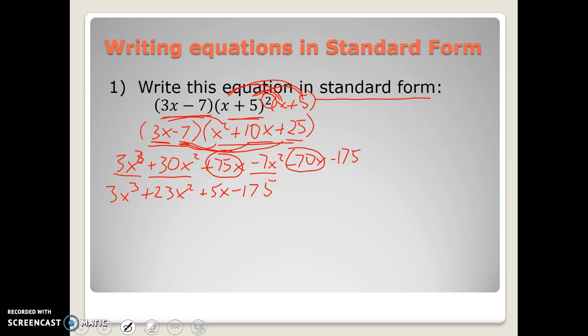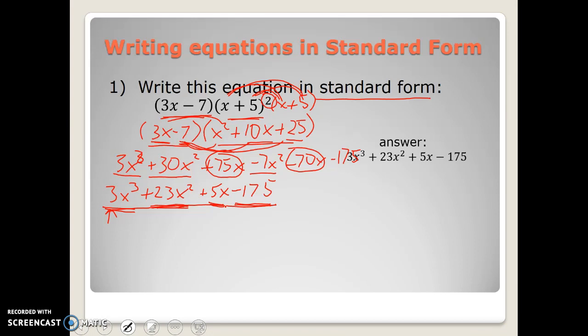So this is a cubic equation because the highest degree here is third degree. It's a polynomial with 4 terms. The leading term here is the 3x to the third. The leading coefficient is 3. My constant term is negative 175. I have a quadratic term here, and the coefficient of the quadratic term is 23, and the coefficient of the linear term here is the 5. And so there's our answer, 3x to the third plus 23x squared plus 5x minus 175.